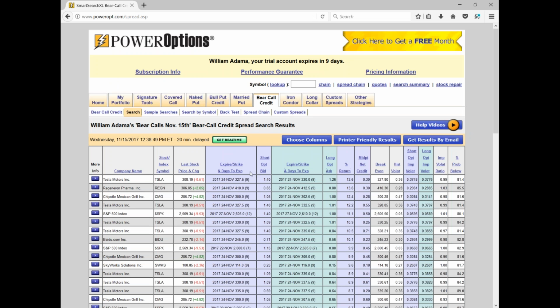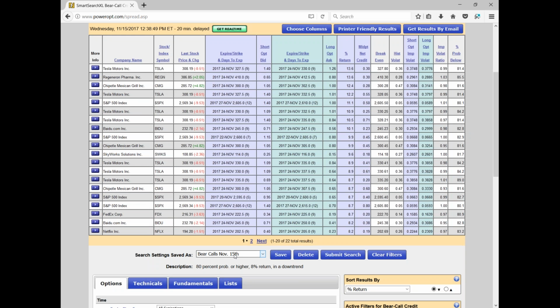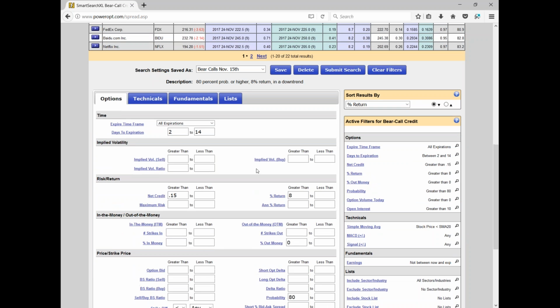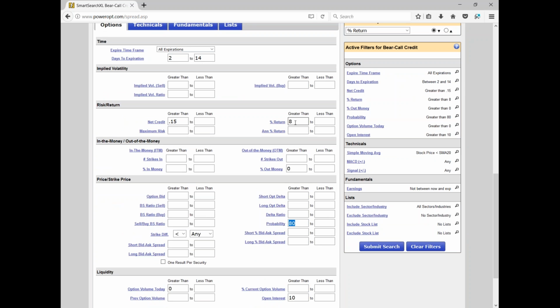Anytime I come back into this strategy, the bear calls, the system is going to remember which saved search I was last viewing, whether it was one of the PowerOptions defaults or my personal search that I just created. So I don't have to do that every time, but I can still go back and adjust the criteria if I feel market conditions have changed. I want to go to a higher probability, maybe sacrifice some return, go down to a 5% return for a 10 or 14-day trade with an 85 or 90% probability.